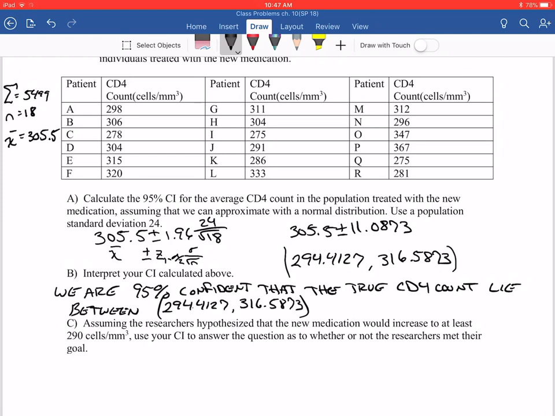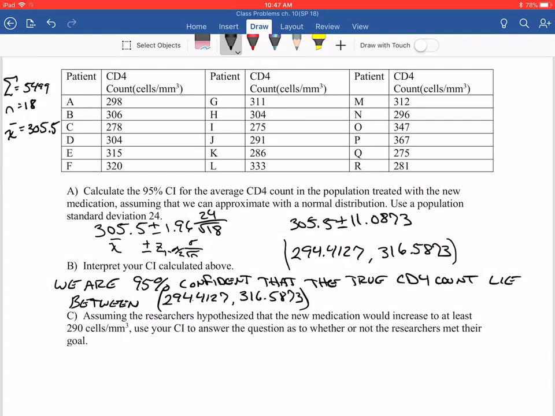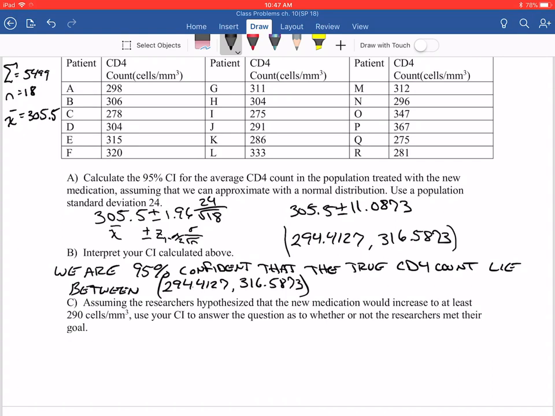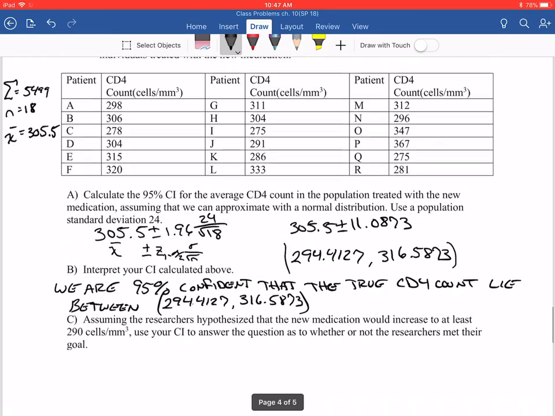Part B, the way we interpret it, we say we are 95% confident that the true CD4 count lies between this interval, right? We don't know exactly what the true count number is, the true mu is, but we know it's between this interval, and we're 95% confident on that. So part C is assuming the researchers hypothesized this new medication would increase to at least 290 cells per cubic millimeter. Use your confidence interval to answer the question as to whether or not the researchers met their goal.